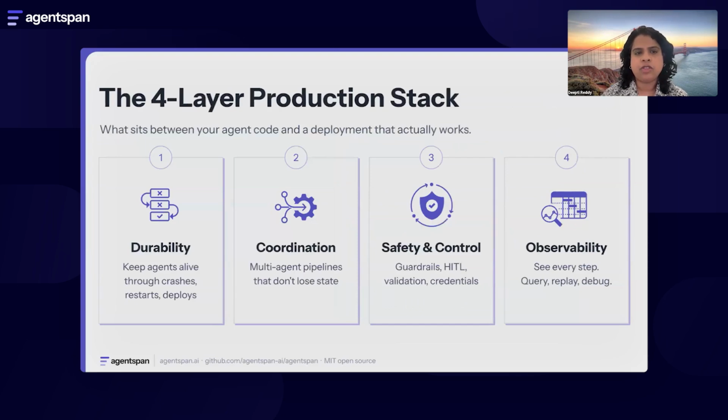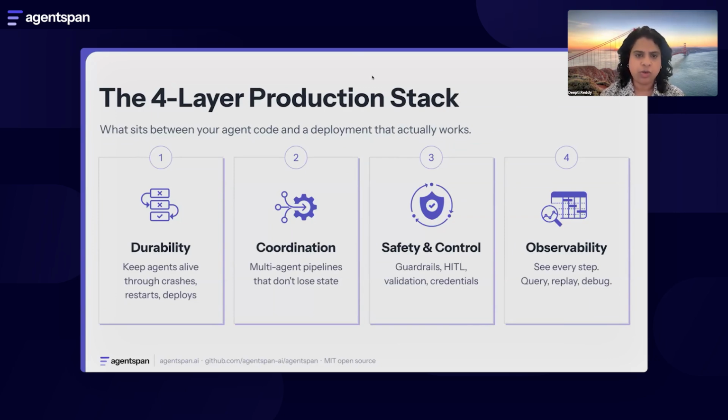So when we were building Agentspan, we thought through what it really takes and what sits between your agent code and a deployment that makes your agent actually work in production. And we came up with the mental model of 4 different areas. The 4 things that have to work for agents to run reliably in production. Now, I will say that these aren't optional extras, they're requirements. If you miss any of them, you're going to have a bad time.